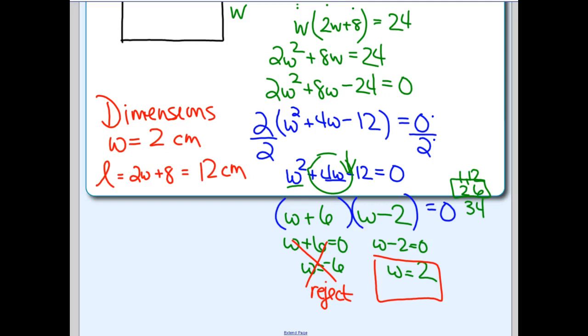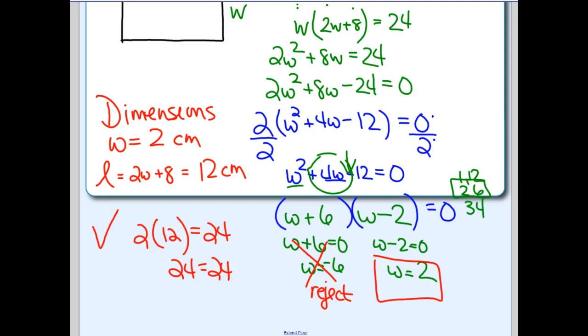Now, remember, we've got to have a check. And the easiest way to check that is 2 times 12 equals 24, and 24 equals 24. Okay? That's my favorite problem. I would make sure we know that before test day.